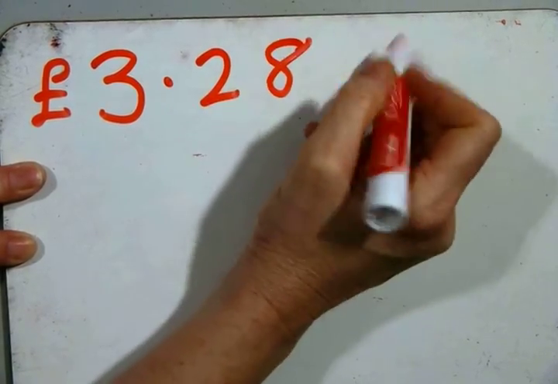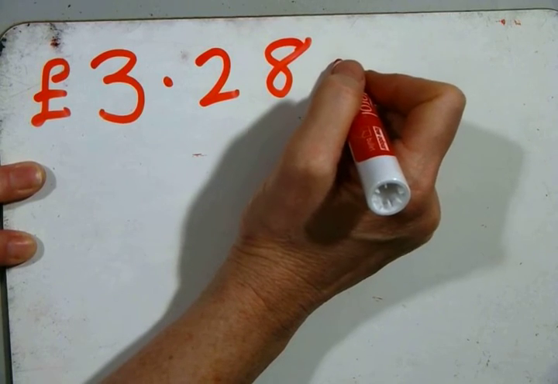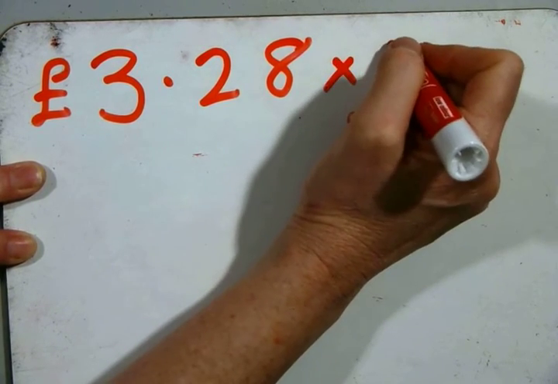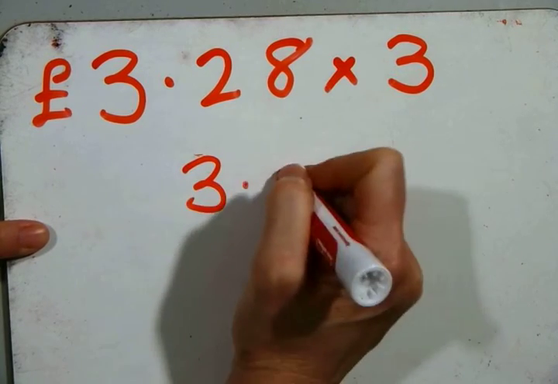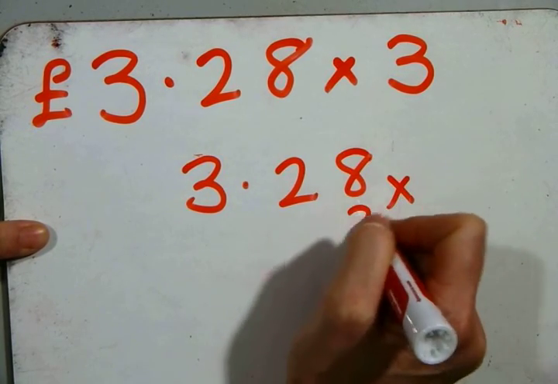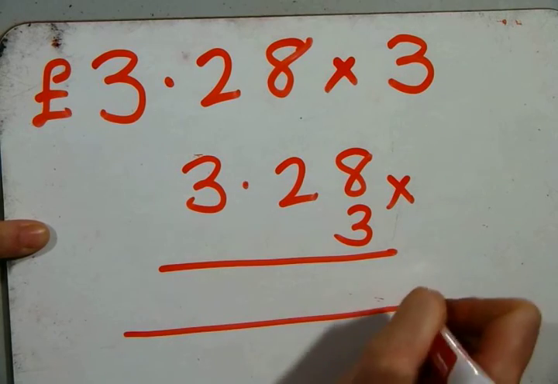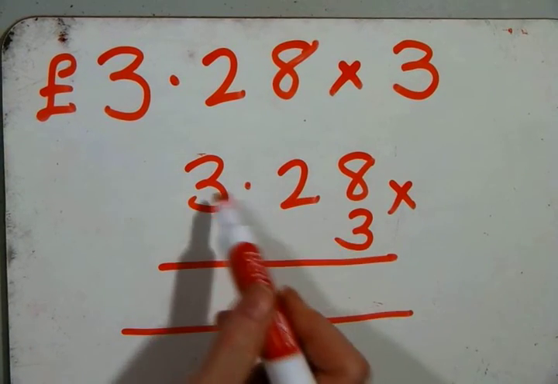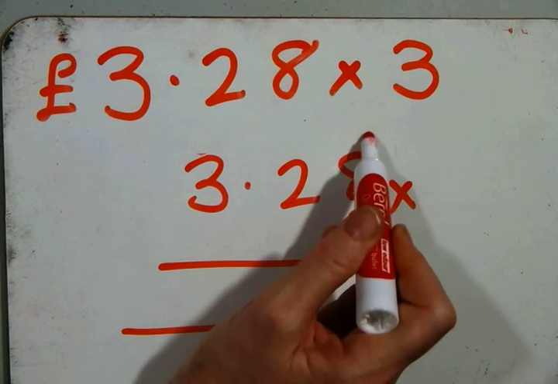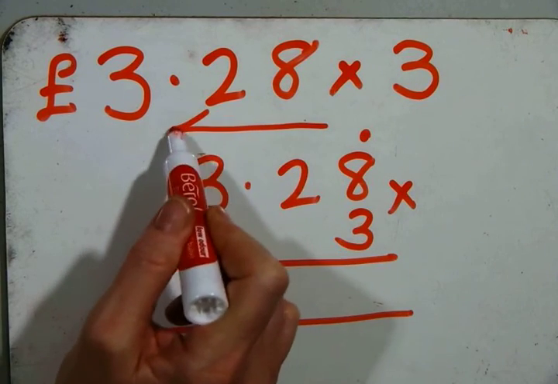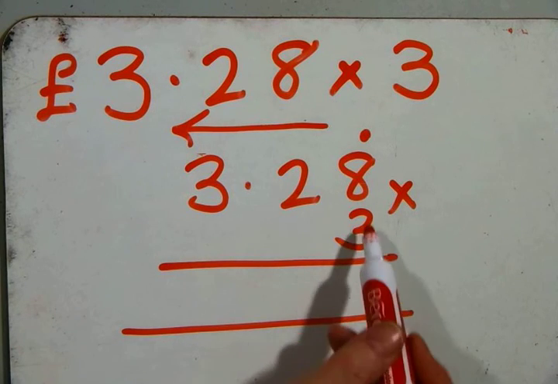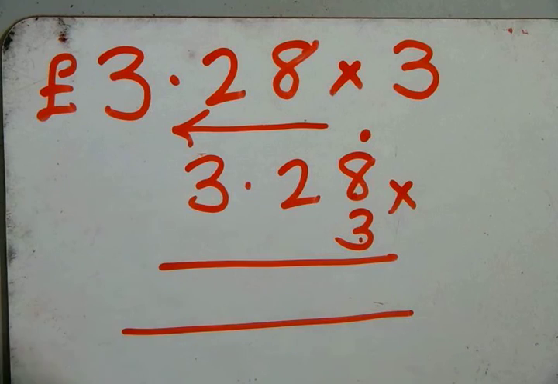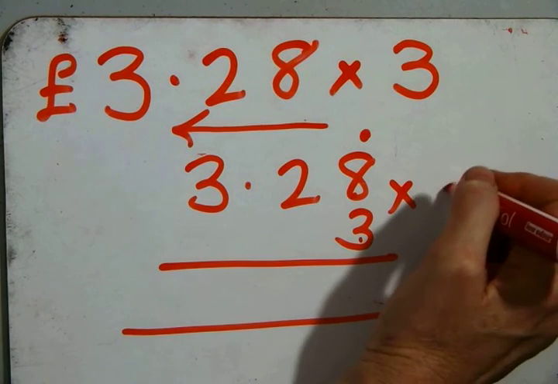£3.28 times 3. Right, so the first job is to write it out as a column multiplication. I'm going to multiply each digit by 3, starting at this end and moving backwards. Remember, we can only put one digit in each column. 3 times 8. Well, 3 times 8 is 24.